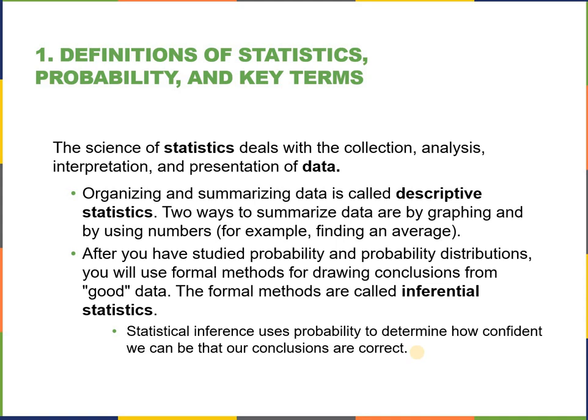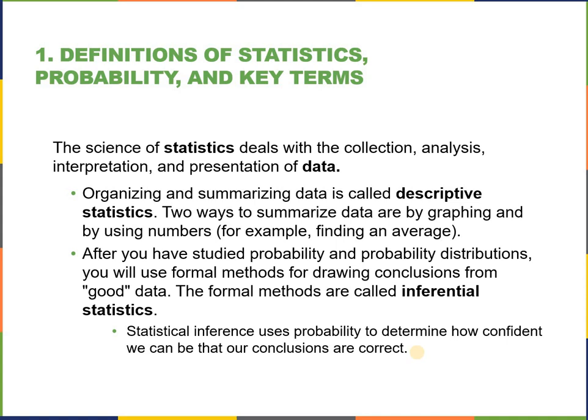The organizing and summarizing of data is called the descriptive statistics. Two ways to summarize data are by graphing and using numbers, for example, finding the average or the mean, finding the standard deviation. We will discuss all of this later. After you have studied probability and probability distributions, you will use formal methods for drawing conclusions from good data. Those formal methods are called inferential statistics, which is the last part of statistics. That is the interpretation of our data.